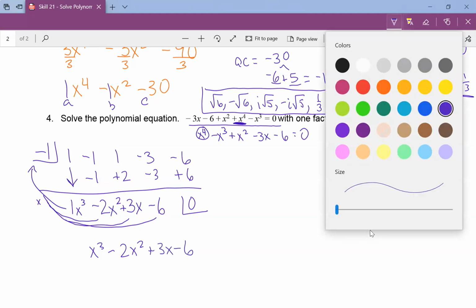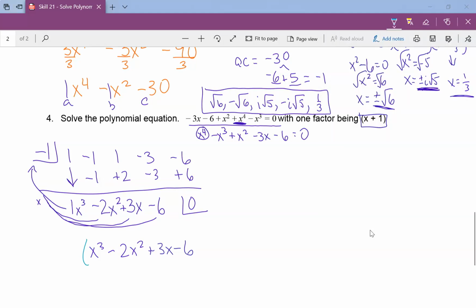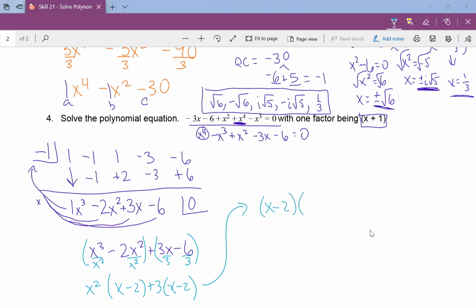That looks like I can factor by grouping. So I'm going to group the first two and the last two. First group, I could divide by x squared. Oops, I didn't mean to put that inside. And we'd have x minus 2 left over. Next group, I could divide by 3. So we end up with x minus 2 and x squared plus 3.